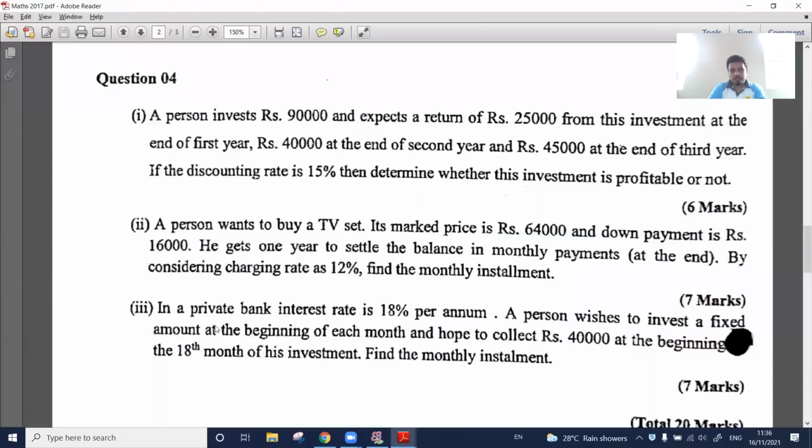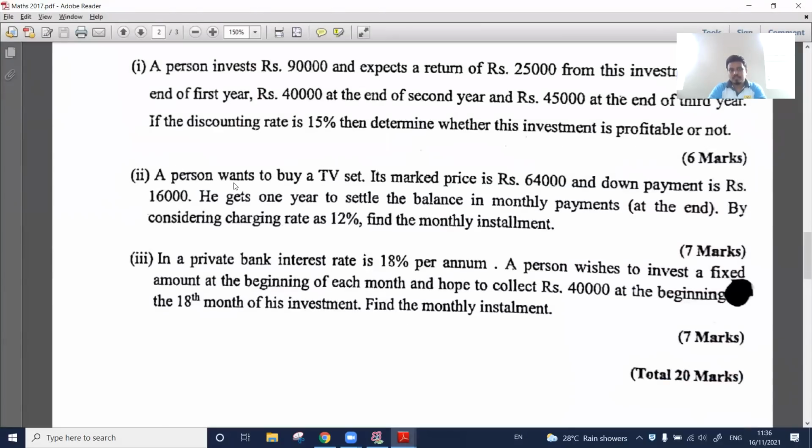Then part 2, a person wants to buy a TV set. Its marked price is 64,000 rupees and down payment is 16,000 rupees. TV එක ගන්න ඕන, TV එකේ මිල ගහලා තියෙන 64,000යි කියලා. හැබැයි අපි ගන්නව නම් ඒක down payment එකක් කරන්න වෙනවා 16000ක. He gets 1 year to settle the balance in monthly payments. ඉතුරු ටික කියලා කියන්නේ list price එකෙන් down payment එක කරාට පස්සේ the remaining 48,000 we need to settle within 1 year as monthly payments, right?